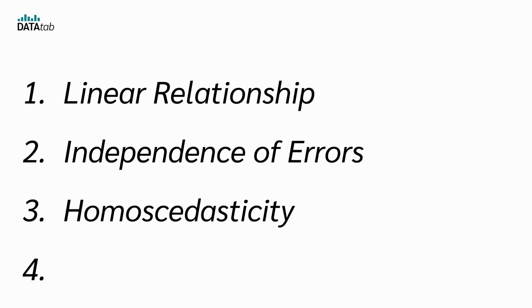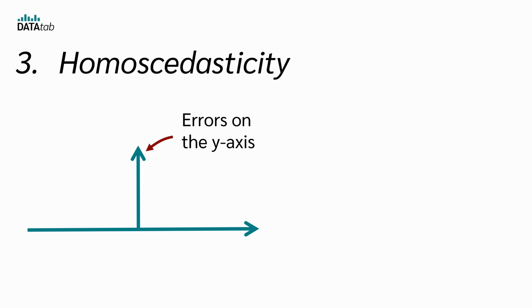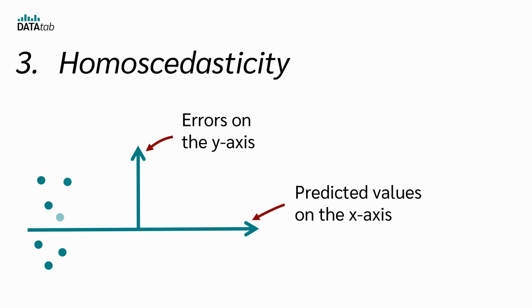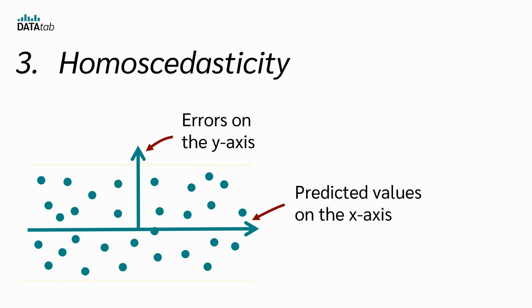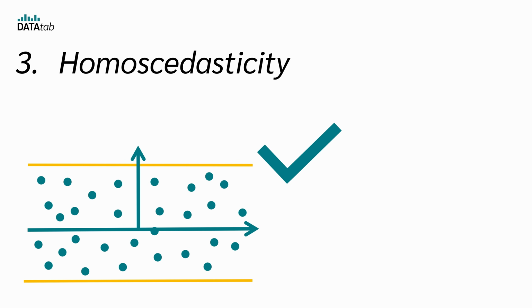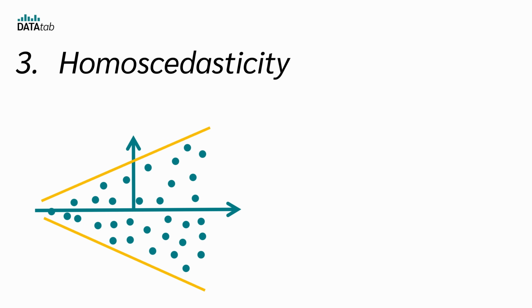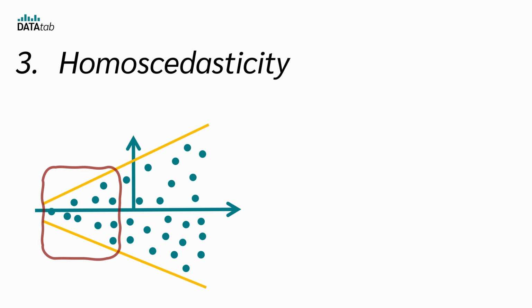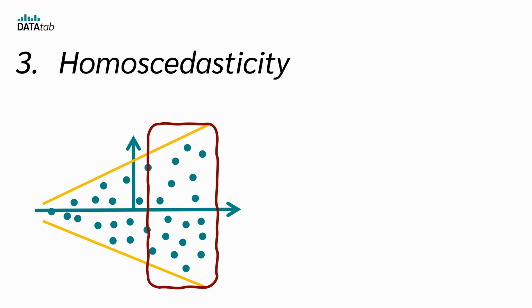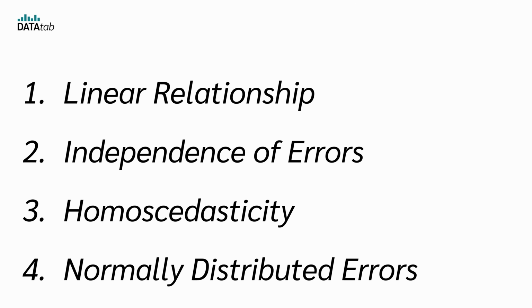Number 3, homoscedasticity or equal variance of errors. If we plot the errors on the y-axis and the dependent variable on the x-axis, their spread should be roughly the same across all values of x. In other words, the variance of the error should remain constant. In this case, the assumption is fulfilled. But what about that case? Here we observe unequal variance. At low values of x, the errors are small, while at high values, the variance of the errors becomes much larger.